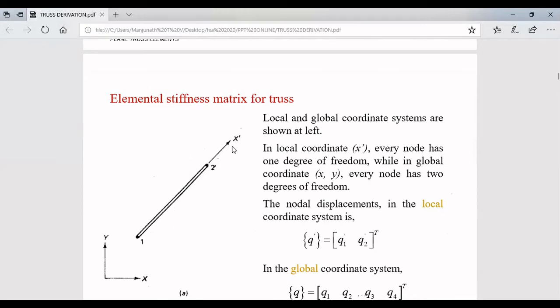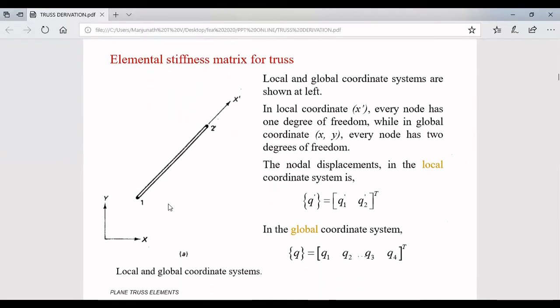In this x dash direction, node number 1 has 1 degree of freedom and node number 2 has 1 degree of freedom, which means in the local coordinate system there is only one direction, that is the x dash direction, so each node has only 1 degree of freedom. Similarly, if you take the global coordinate system, at each node there will be two coordinates, that is x and y, as you can see here, so at each node there will be 2 degrees of freedom.